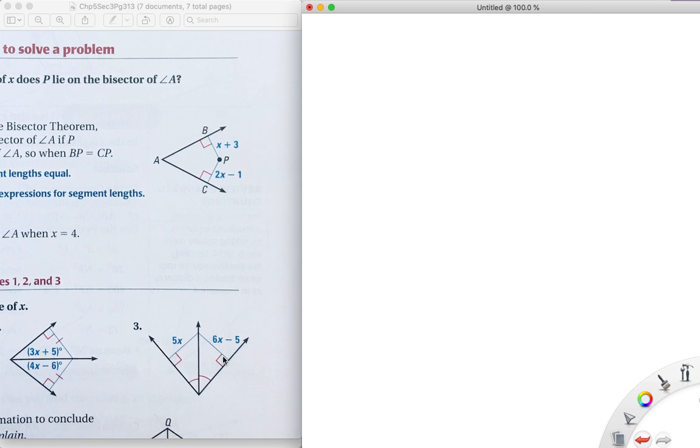Here, same thing. I know that these are bisected. These are perpendicular, so these guys based off of angle bisector theorem must be the same. Therefore, I set these two guys equal to each other. Subtract 6x from both sides. I get negative x equals negative 5. X equals 5.